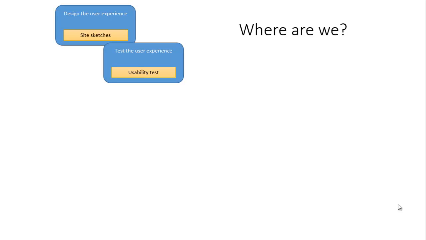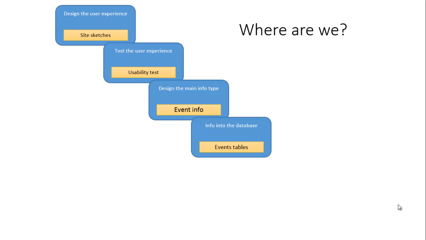So where have we been and where are we going? We started by designing the user experience, making site sketches. We then tested the user experience with the usability test. We then designed the major information type. That was the event info. So that's where we were last time. Now we're going to design the database.